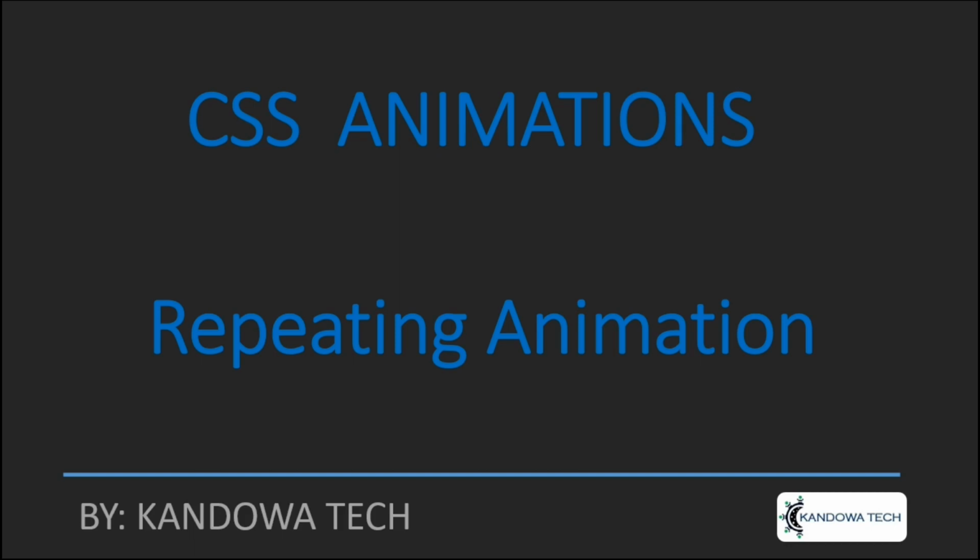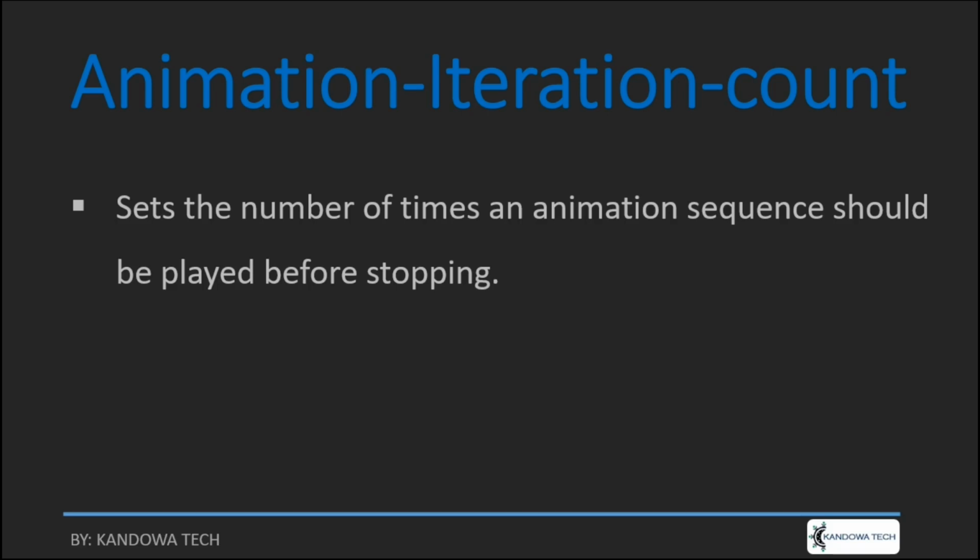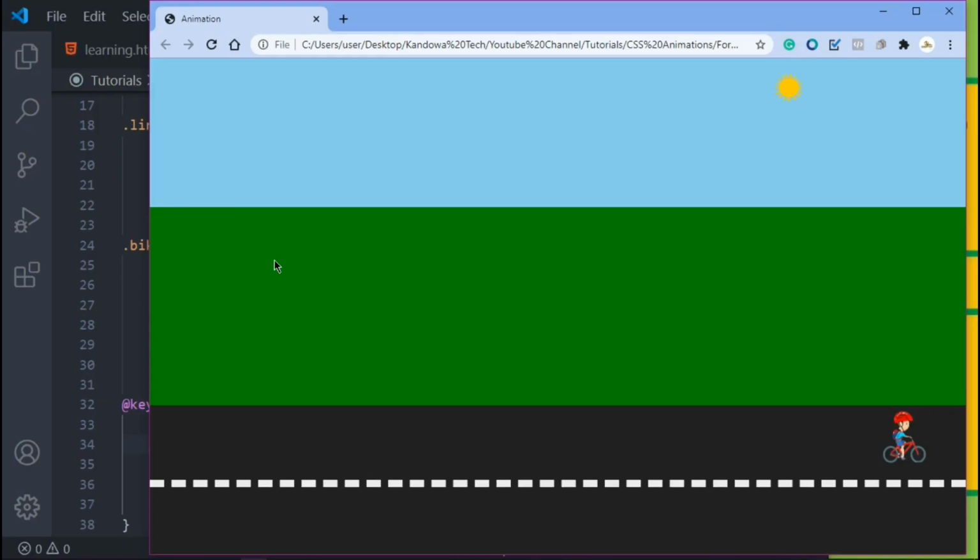Hello guys, welcome to our 6th tutorial of this CSS animation crash course. In this tutorial, we are going to be looking at how you can repeat your animation. To repeat your animation, we use this property called animation-iteration-count. What this does is it sets the number of times you want your animation sequence to be played before it stops.